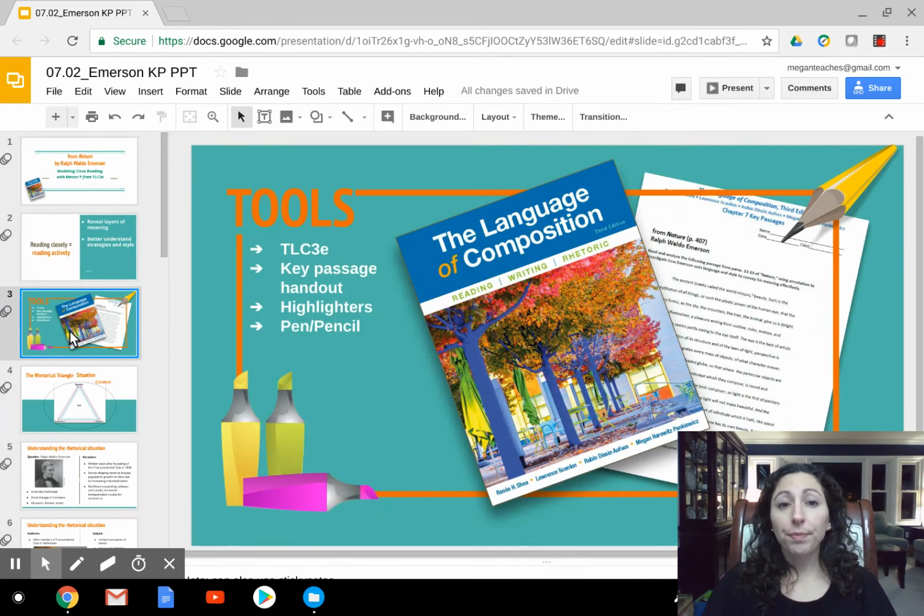So the tools that we need, we know we need our copy of the Language of Composition, 3rd edition. We know that we need our key passage handouts. Of course, highlighters are always helpful, but at the very least, we need a pen or a pencil, something with which we can write.